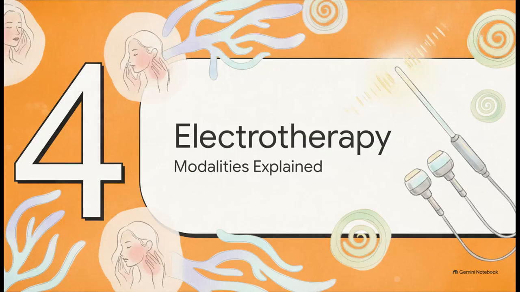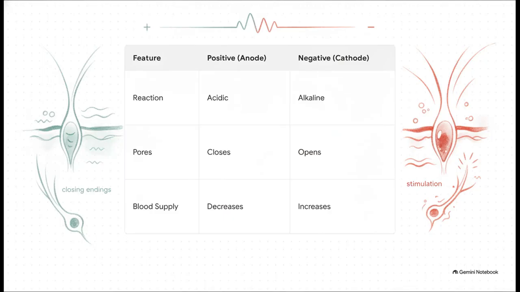Now, let's totally pivot. We're moving from the hazards of electricity to the incredible ways we intentionally control it for beauty and wellness. Section 4. Electrotherapy Modalities Explained. Notice the complete physiological contrast between a positive and negative electrical pole when using galvanic current.